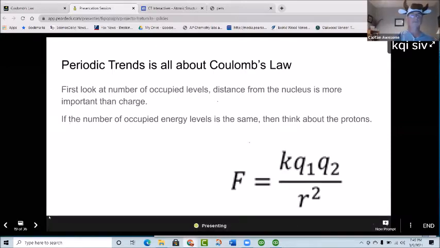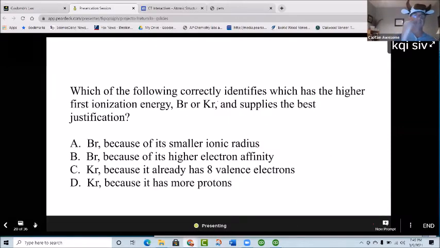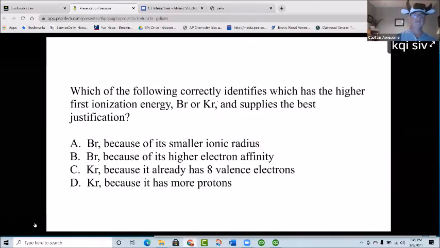Okay, so let's look at this sample question. Which one has a higher first ionization energy and supplies the best justification?